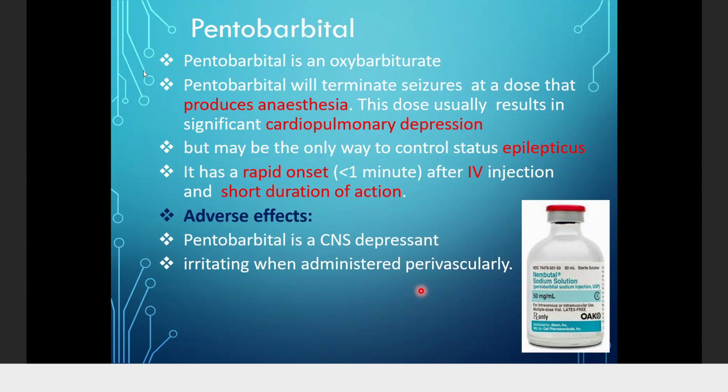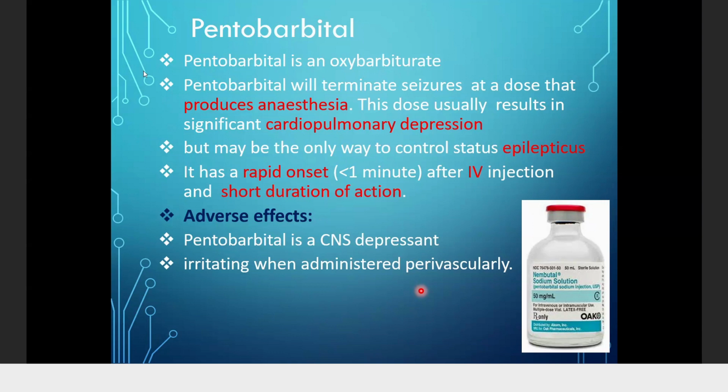But it may be the only way to control status epilepticus, which is prolonged seizure. This would be the drug of choice. It has a rapid onset, within 1 minute after IV injection. So it's given as an injection and has a short duration of action.